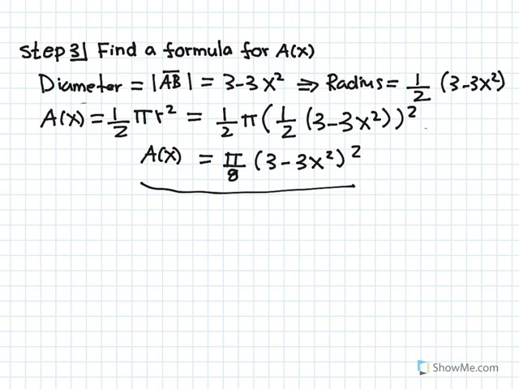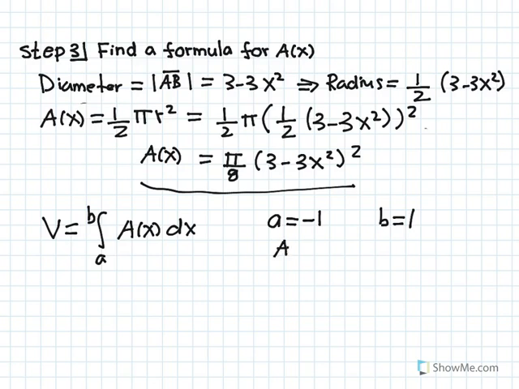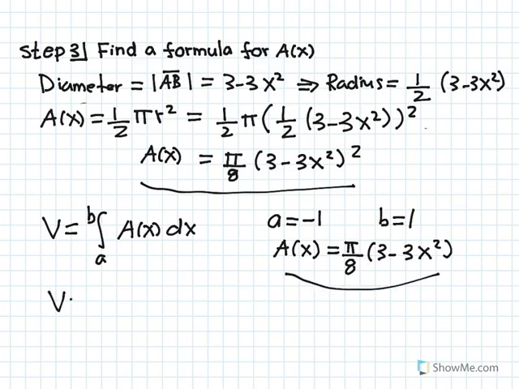The volume formula in the slicing technique is given as volume is equal to the integral from a to b of A of x dx, where a is the lower x value of integration, which is -1, and b is the upper x value of integration, which is 1. The cross-sectional slices are semicircles, so the area is pi over 8 times 3 minus 3x squared. Oh, there's no dx. Now we just have to integrate this, and we put it into this formula.